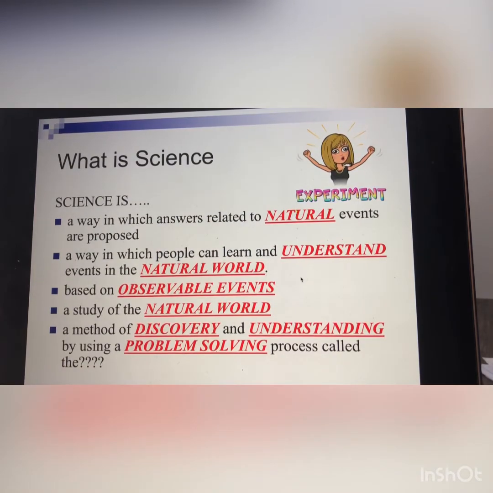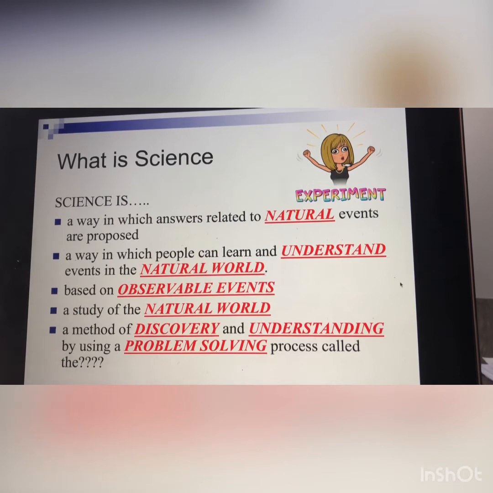So what is science? Science is a way in which answers related to natural events are proposed. It is a way in which people can learn and understand events in the natural world. We're able to explore science based on observable events. When we talk about observable events, to observe something means to be able to see it, touch it, feel it, smell it. We take events that we can see, we use artifacts, and we use materials that we can touch, feel, and smell in order to explore scientific events or natural events.